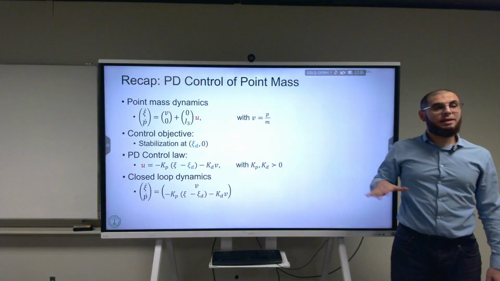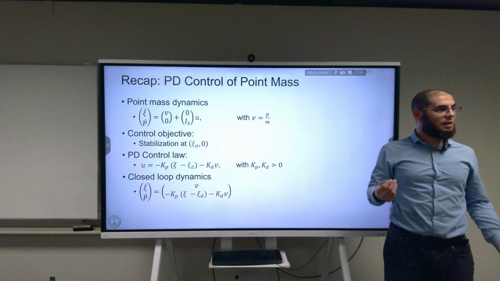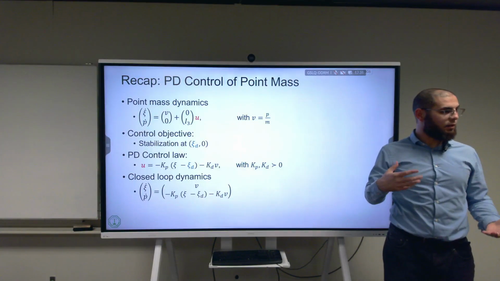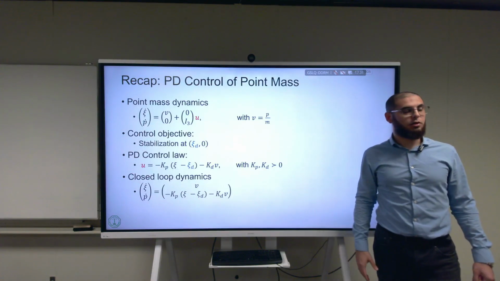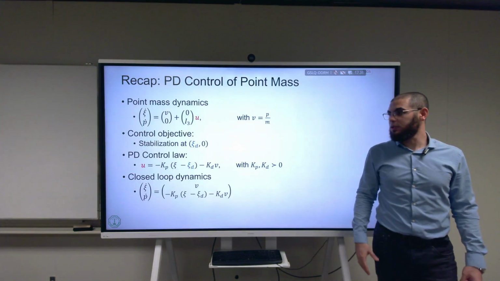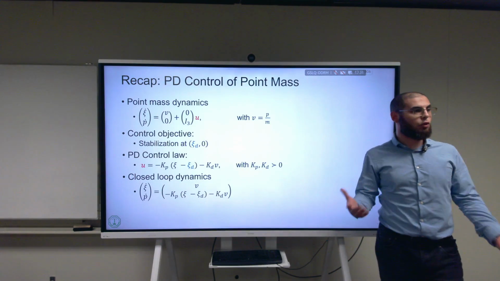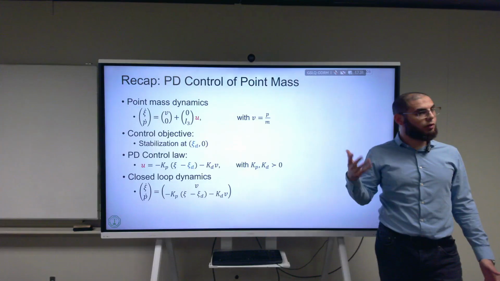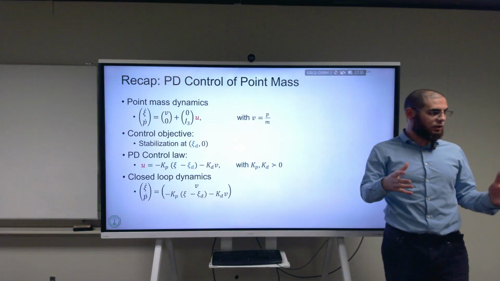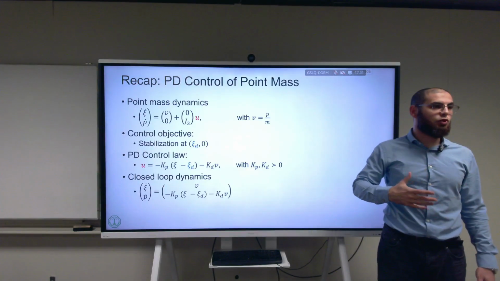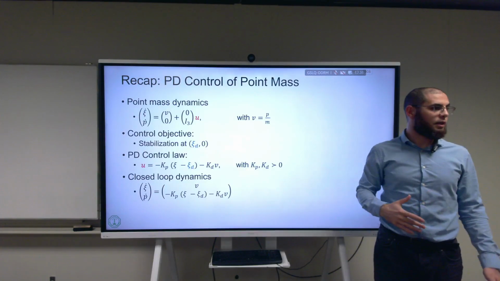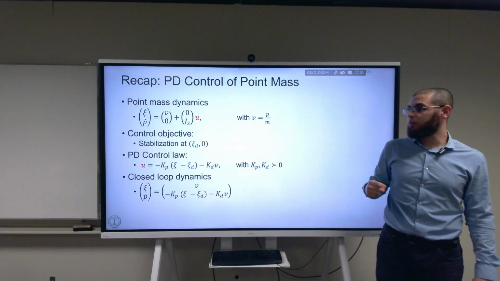We looked last time at the point mass. We looked at the PD controller for the point mass as a refresher for what you should know. This is simple: it's a linear system and the controller is linear, but we want to remember how it actually looks. And then today we'll see how we're going to continue with this PD controller, and this will be the path we're going to take to SO3. And I'll show you in a bit how.